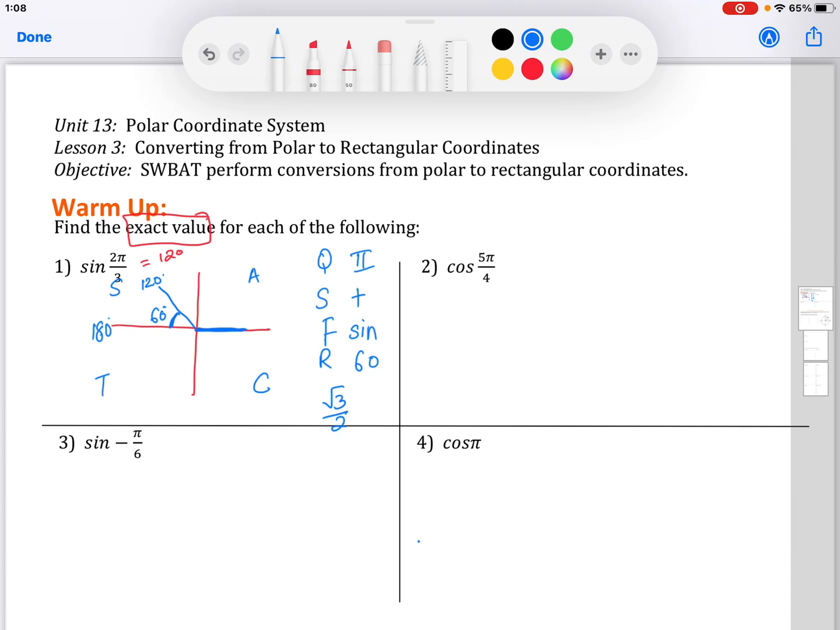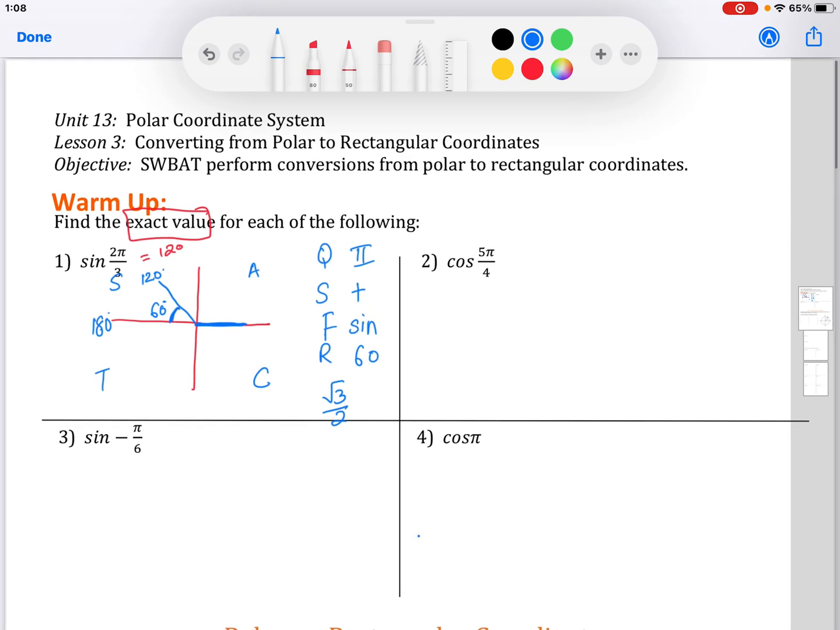So that's my answer. Cosine of 5 pi over 4 is 225 degrees. I'm in the third quadrant. Let's do our QSFR. I'm in the third quadrant. Let's sketch it. 225 in the third quadrant. What would be my angle? My angle would be pi over 4 or 45 degrees.